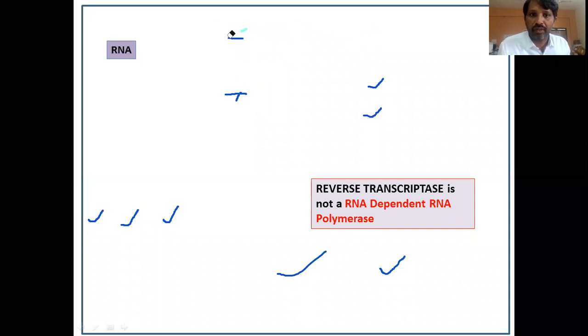So now I'm actually erasing all the writing. Fine. See?